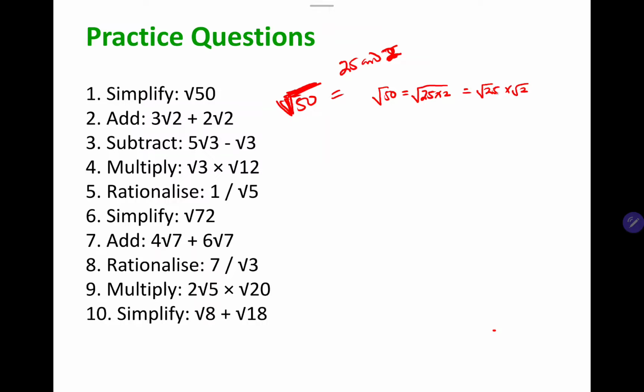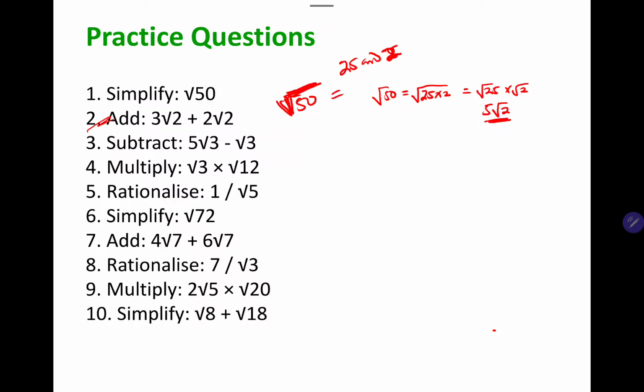We know what root 25 is. It is 5. 5 times 5 is 25. So we say 5 root 2. We leave our answers like this, okay? Because root 2 is a surd. It cannot be simplified further. Then we can take a look at the next question, number 2.